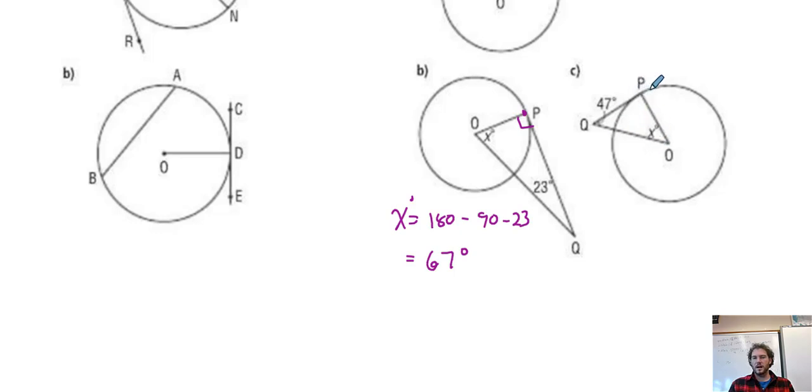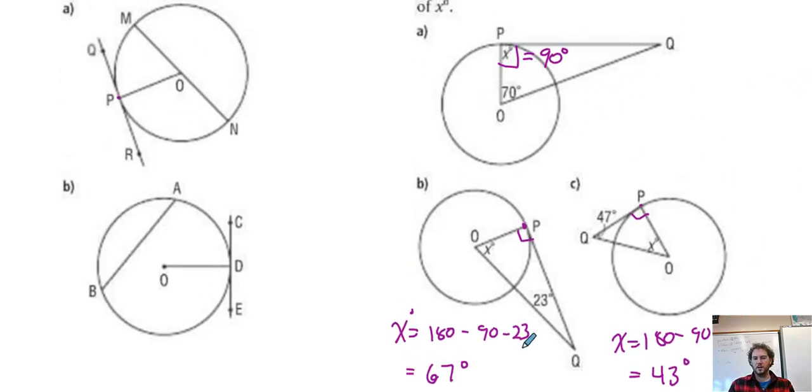So again, PQ is my tangent line, PO is my radius, point P is my point of tangency, so the angle between them is 90. And again, X is this angle down here, so if I know two angles inside of my triangle, then I can take those two known angles and subtract them from 180, and I find that X is 43 degrees. Okay, so really a simple problem there.